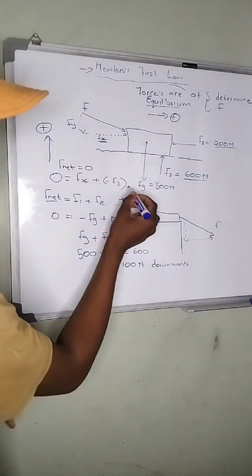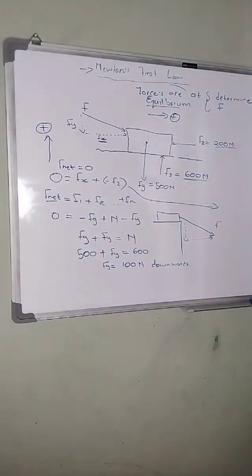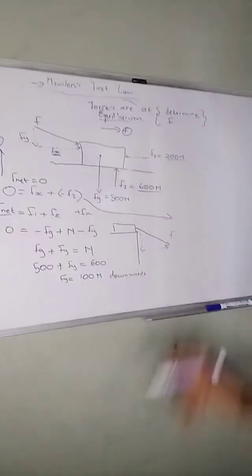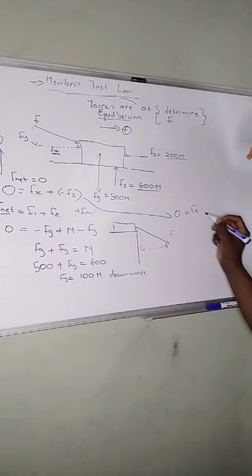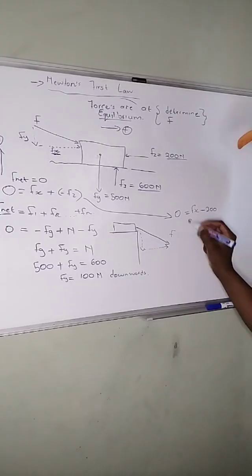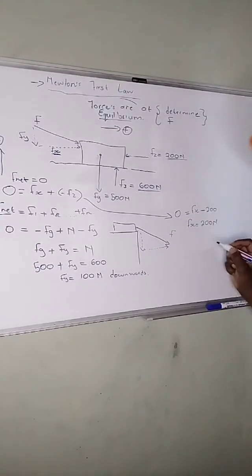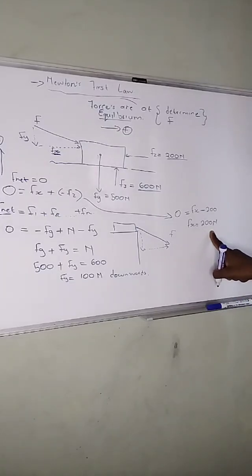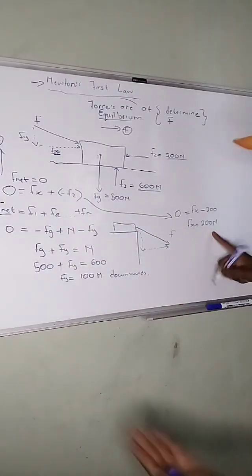Let's move this here. Then what am I going to say? 0 is going to be Fx minus 200. Then my Fx is going to be 200 newtons. In which direction? 200 newtons in which direction? Left or right? Right.